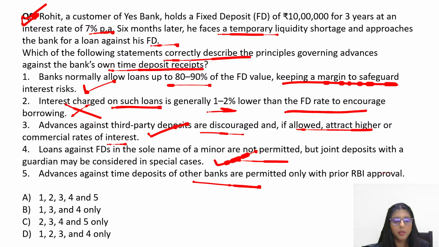So which are the correct statements? 1, 3, 4 are the correct statements. 1, 3, 4. Option B is the right answer.